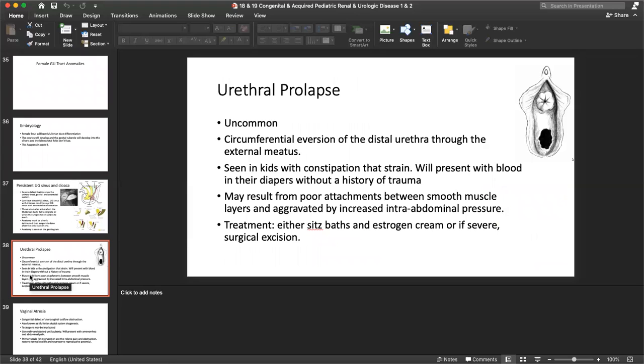Urethral prolapse is pretty uncommon, but it's where the distal urethra goes through the external meatus. It's more common in older women. It's not as common in kids. So if kids strain too hard with constipation, they'll present with blood in their diapers and no history of trauma. There's just a poor attachment between the smooth muscle layers. The treatment for this is going to either be sitz baths or estrogen cream, and in severe cases surgery.